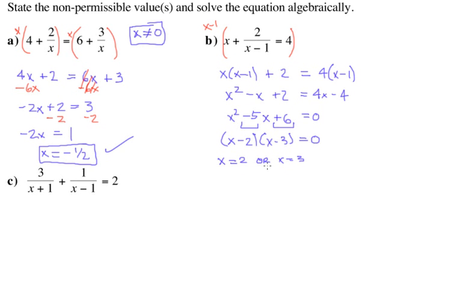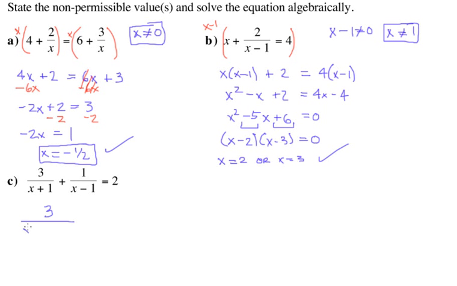Are those both okay? Non-permissible value for this would be x minus 1 is not allowed to be 0, which means x is not allowed to be 1. So yeah, neither of these solutions is 1, which means they're all right. Last one.